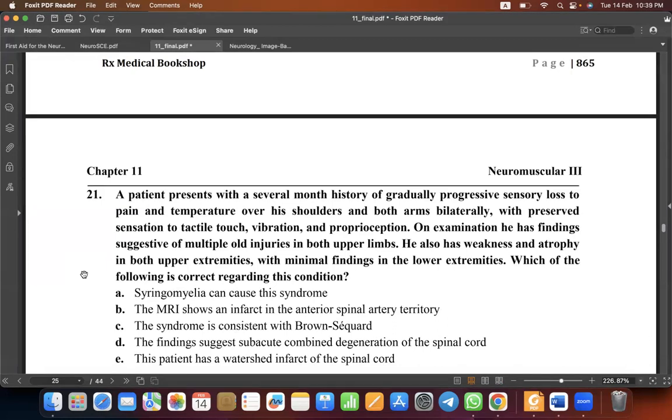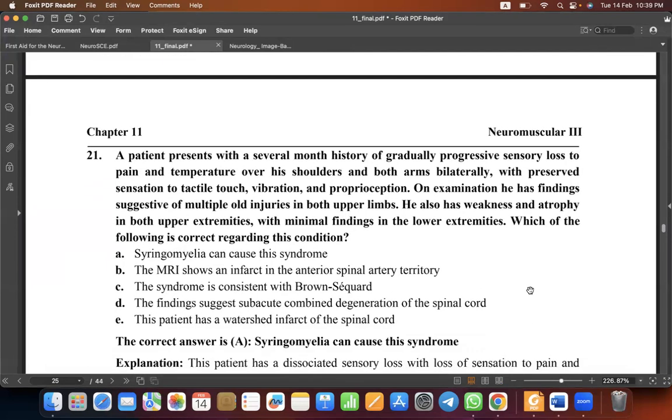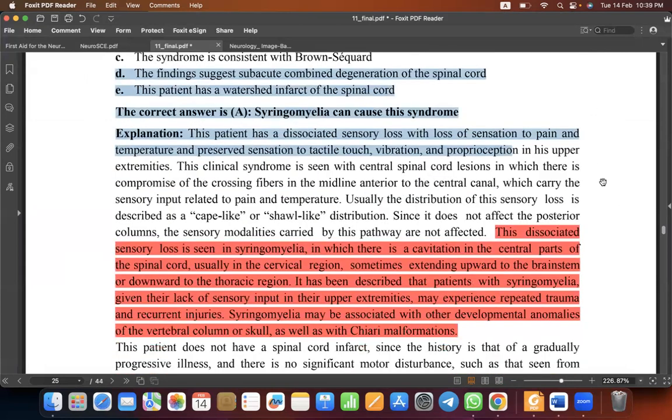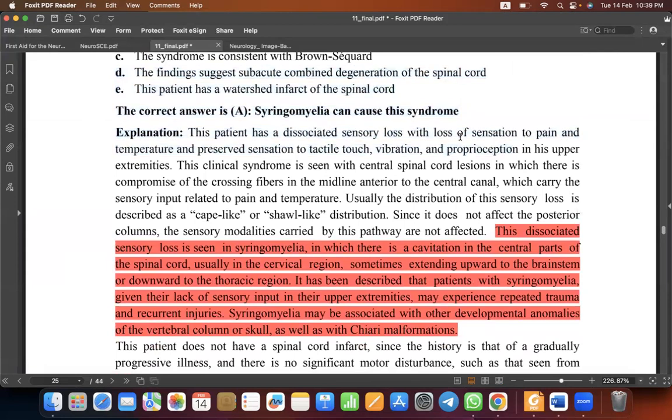So this is typical of syringomyelia. Okay, so we should think about syringomyelia. We should also consider the other options. The patient has dissociative sensory loss: the loss is of pain and temperature, with preservation of tactile touch, vibration, and proprioception in the upper extremities. This clinical picture is typically seen with a central cord lesion.